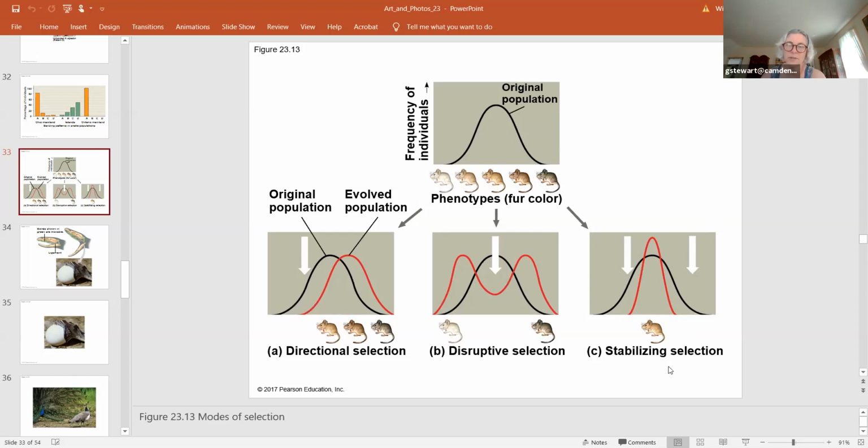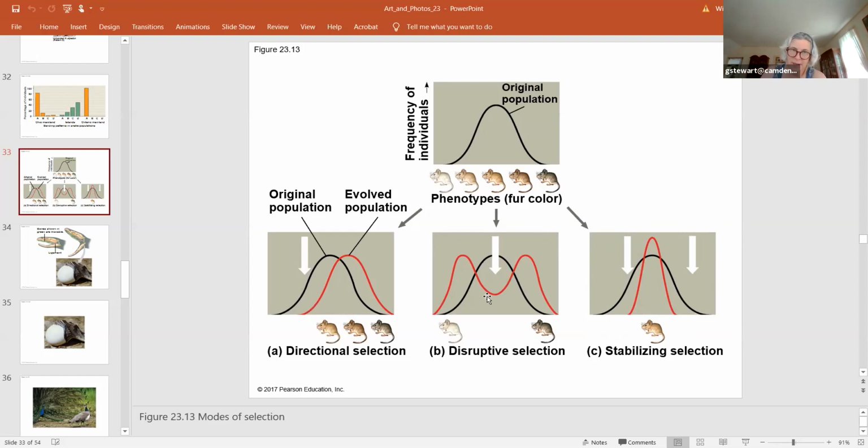The extremes in stabilizing selection are selected against, maybe because of predation. Let's say there's a hawk that is a predator of these mice, and it can clearly see the white mice and has an easy time seeing the very darkest mice, but the ones that blend in with the environment, it can't see, so they survive and leave the most offspring.